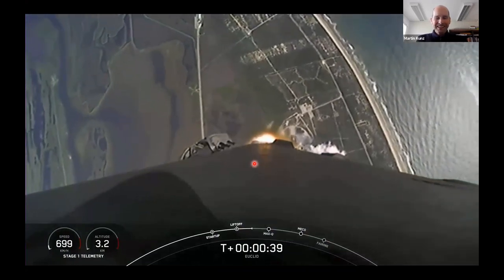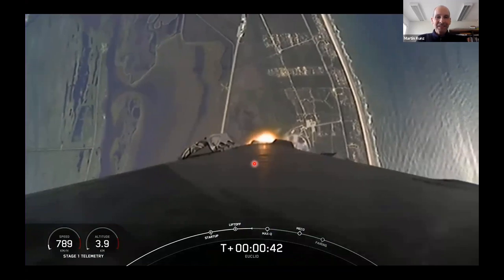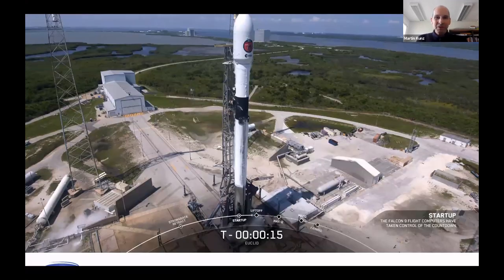Falcon 9 has successfully lifted off from pad 40 and throttled down to prepare for max Q, she was going to say.